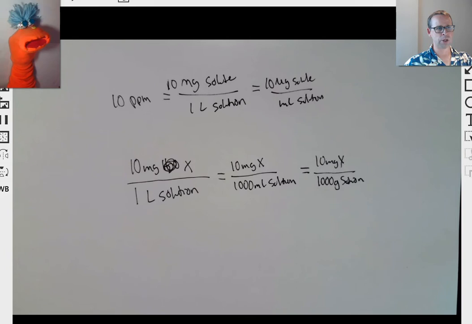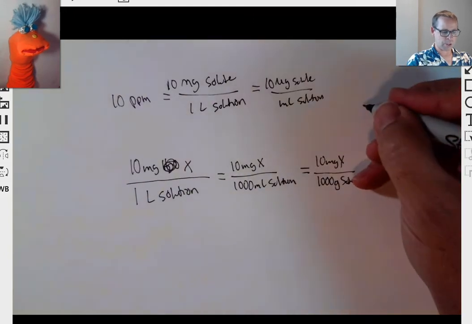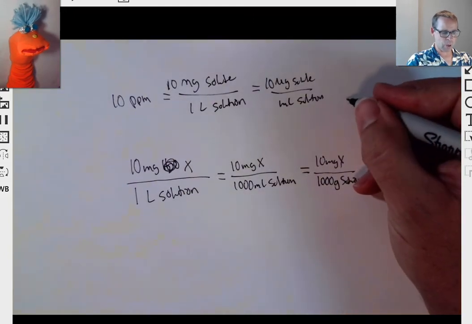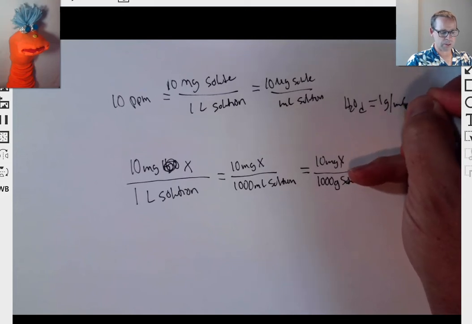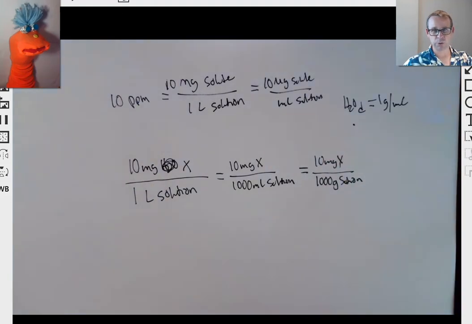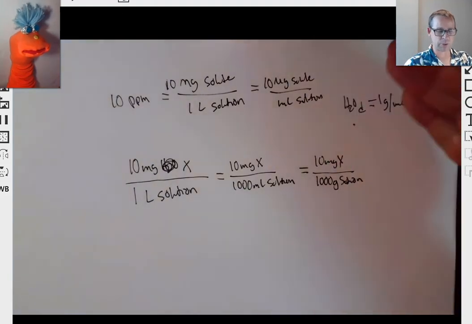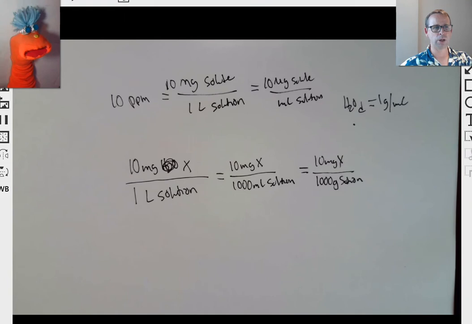1,000 milliliters is the same as 1,000 grams? Yeah, is that okay? Are you comfortable with that? How did you know that? Well, remember we talked about the density of water. The density of water is 1 gram per milliliter. And the density of solutions that are very dilute is very similar to that of water, right? Okay, yeah. So 10 milligrams of X for every 1,000 grams of solution.